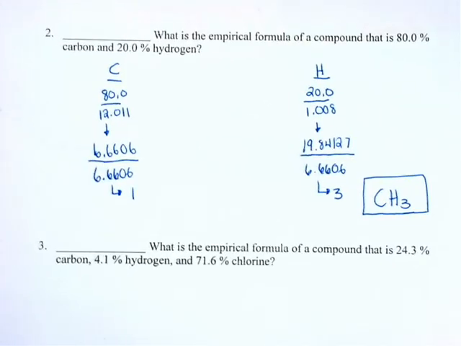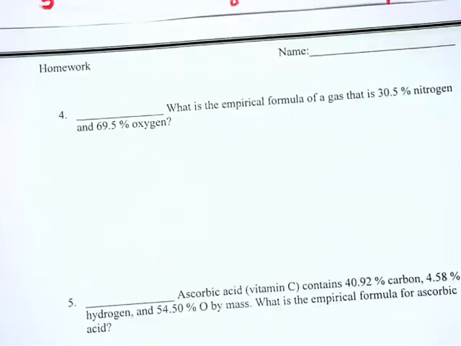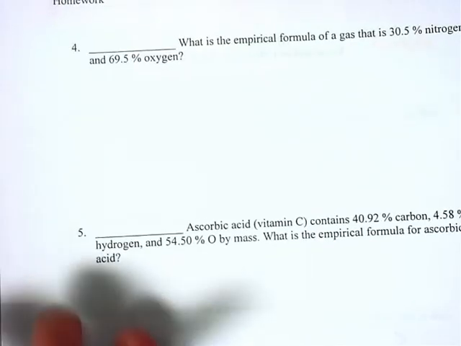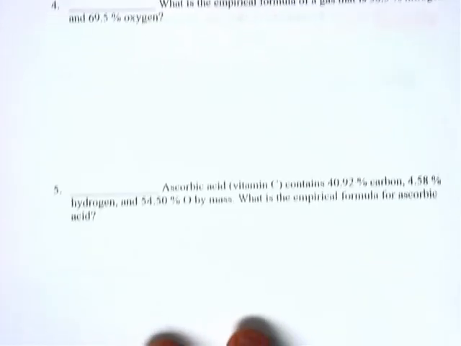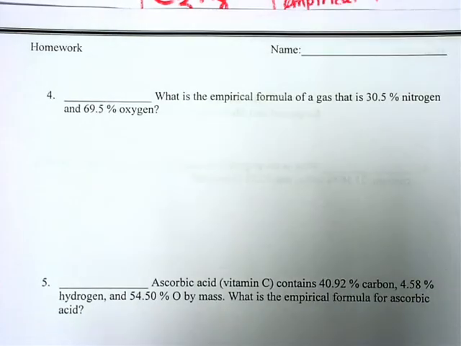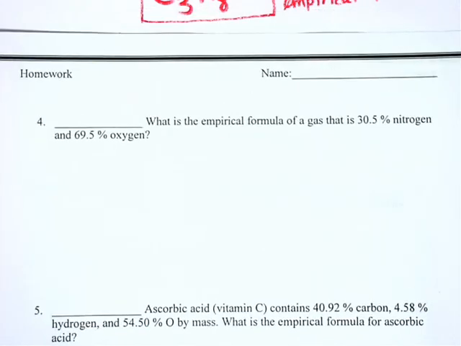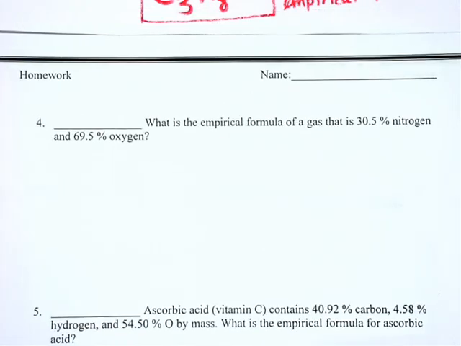Good? Good times? Okay. Let's turn over to the back. Let's look for a little bit more of a complex question. Okay, I want to do maybe number 5 real quick. No, I change my mind. Let's try number 4. Let's try 4 and 5. We got time for that. It says 30.5% nitrogen and 69.5% oxygen. So how many different elements are we talking about here?